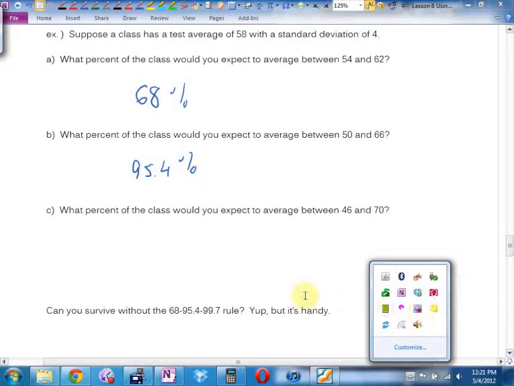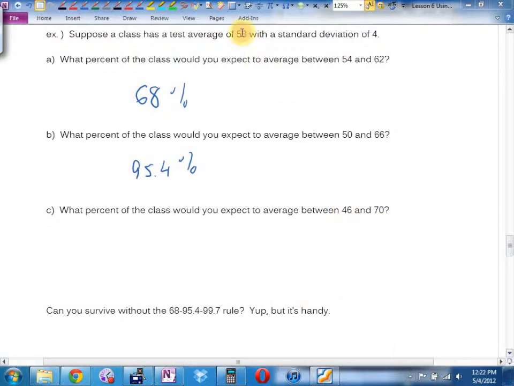Oh, okay, sorry. Between 46 and 70, well, isn't that minus 12, 3 standard deviations, plus 12, 3 standard deviations, because it's 12 in either direction? You know what? I would expect 99.7% of my class to be there. I do use this a little bit.